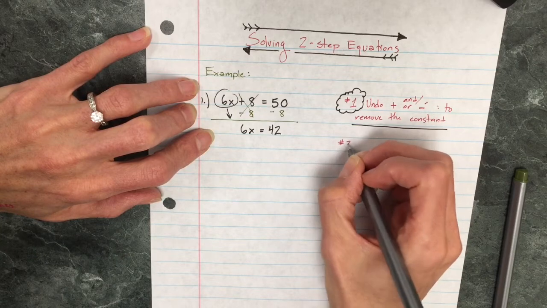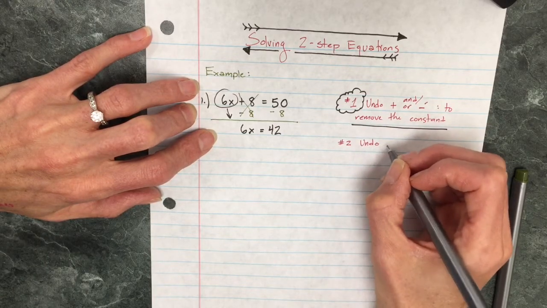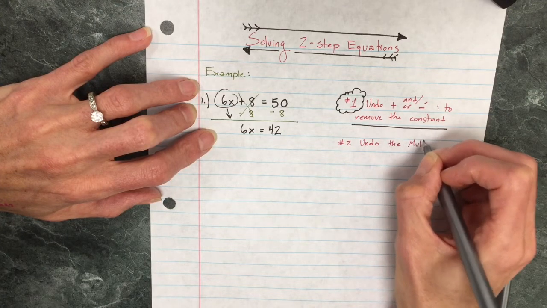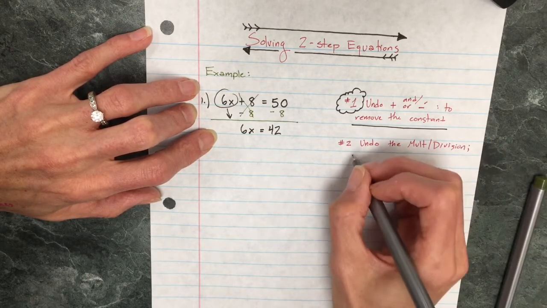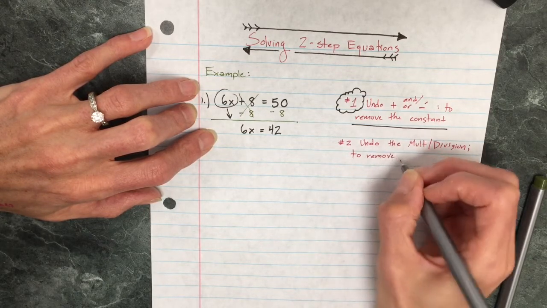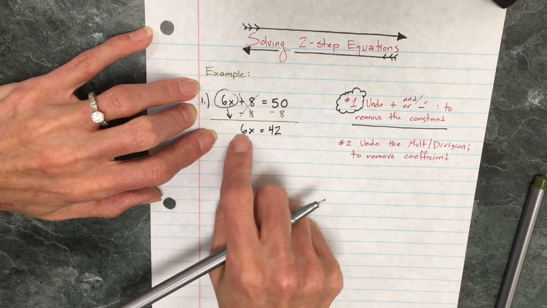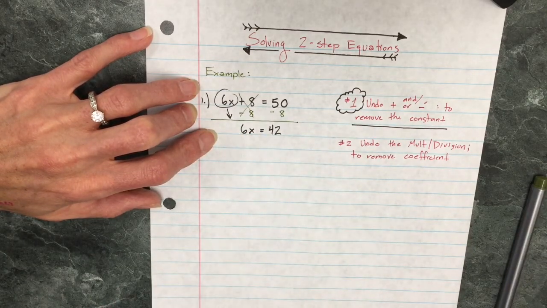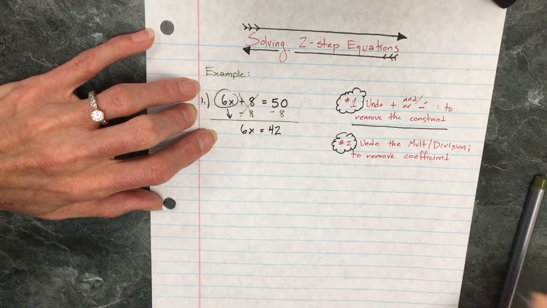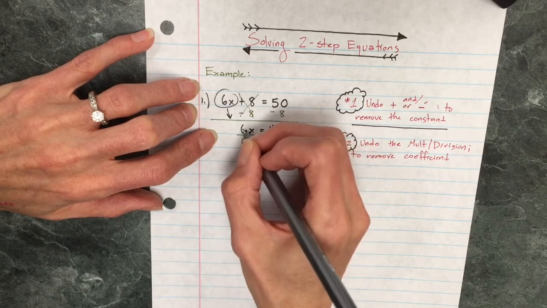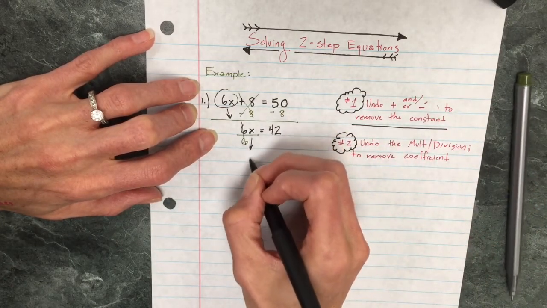The second thing you need to do in a two-step equation is to undo the multiplication or division to remove the coefficient. Remember, the coefficient is the number in front of the variable. Six is the coefficient, not 6x, just that 6 is the coefficient. So we are going to get rid of the 6 by doing the opposite. Right now it's multiplying x, so we need to divide by 6. So 6 divided by 6 is just 1, right? And 1x, we can just write x.